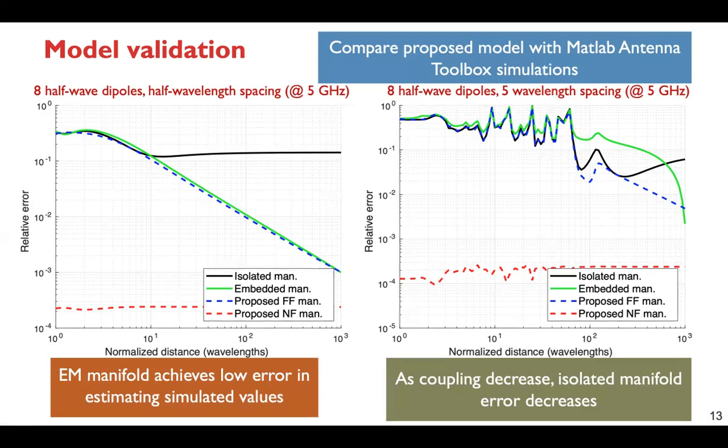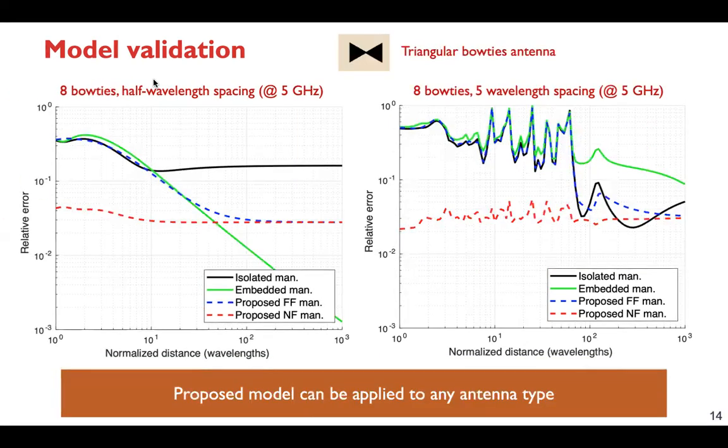Now, one nice thing about our proposed manifold here is that it can account for various types of antennas without needing to necessarily incorporate the gain patterns of those antennas, right? So here we're showing the results for half-wave dipoles, but we can equivalently consider bow tie antennas as well, right? And we can do the same simulations, and using the same framework, we can characterize the radiated field from those triangular antennas. And again, we're observing very low errors from the proposed approach compared to the baselines.